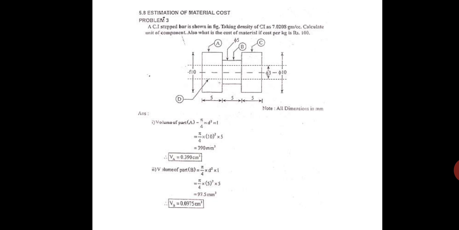So the volume of part A is equal to pi by 4 into d square into L. Here d is 10 mm and L is 5 mm. So pi by 4 into 10 square into 5 is equal to 390 millimeter cube. I divide this by 1000, so the volume of part A is 0.390 centimeter cube.